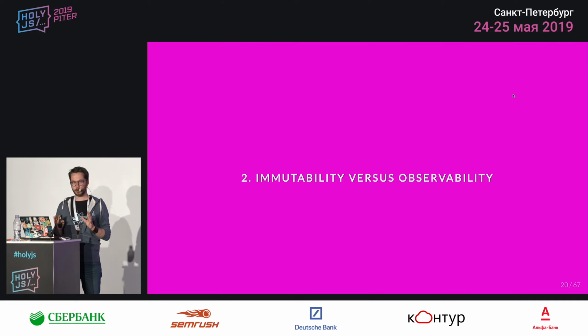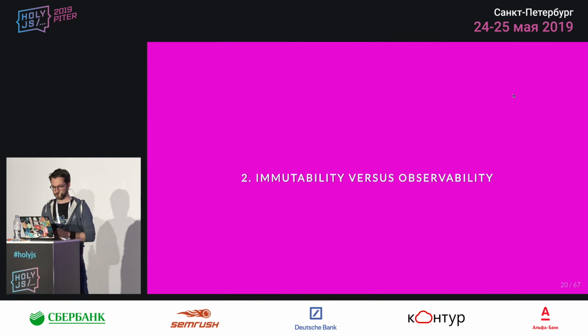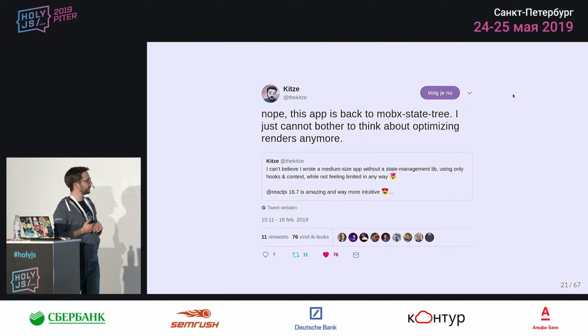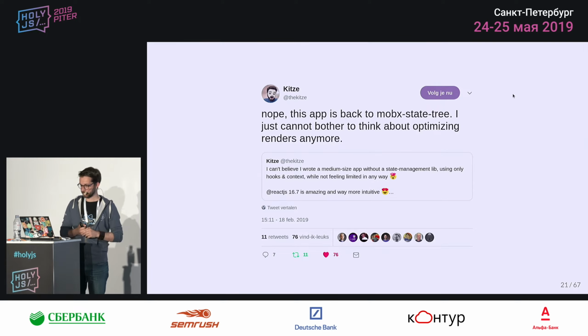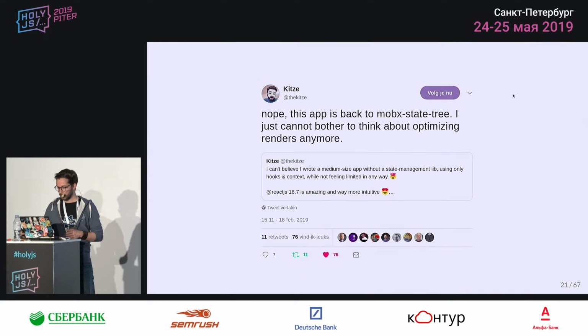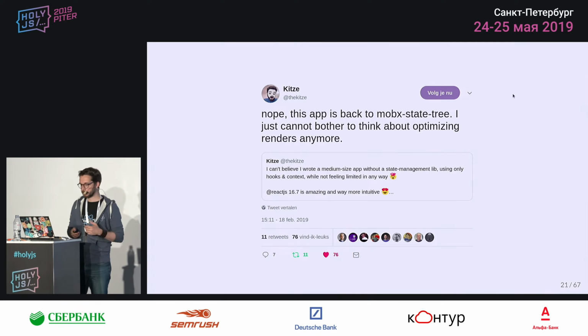So I now want to go a little bit deeper on this immutability, observability and mutability concept. At the beginning of the year, React 16.7 came out with hooks. You've probably heard of them. I really like this tweet by De Kietse. He basically tried to use hooks, and he was super happy. And then in the end, he concluded, no, because I started worrying about optimization again. Again, I have to think about how to optimize my application. I just want to show you what he means with that in a small demo.